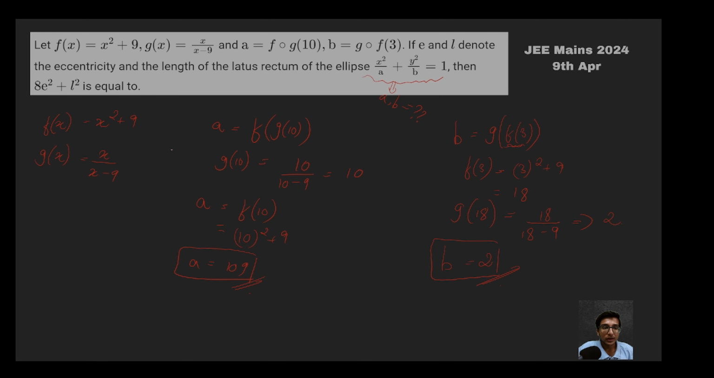Now what has been asked to us, we have to find out the eccentricity and length of latus rectum. Of course, this is a square and b square. Let us find out the length of latus rectum first. So length of latus rectum would be equal to 2b square by a, and what is our b square? This would become 2 into 2 square by a, and this would become 2 2s are 4, 4 2s are 8 by 109.